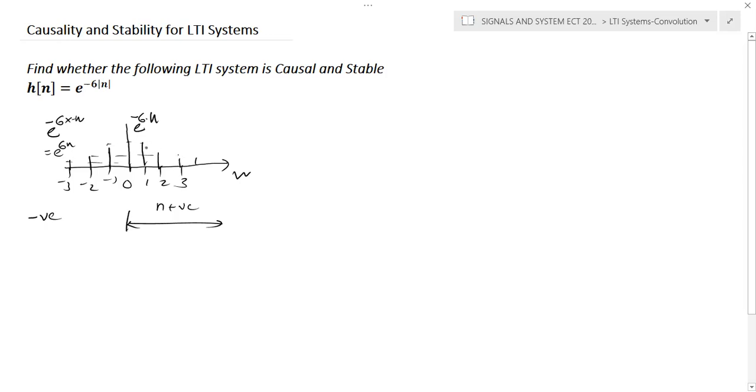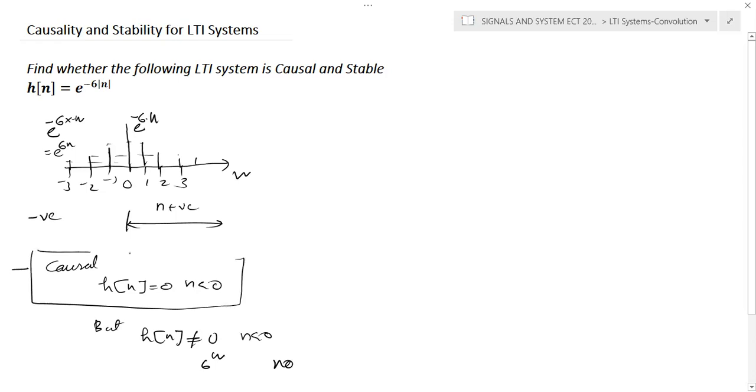Now, if you observe the signal, for the causality condition, we know that h of n should be 0 for n less than 0. But in this particular question, h of n is non-zero for n less than 0. That is some non-zero magnitude, that is, it's e raised to 6n for n less than 0. So we can conclude that the given system is, this is a condition actually, causality condition. Now we'll verify here. So non-causal.